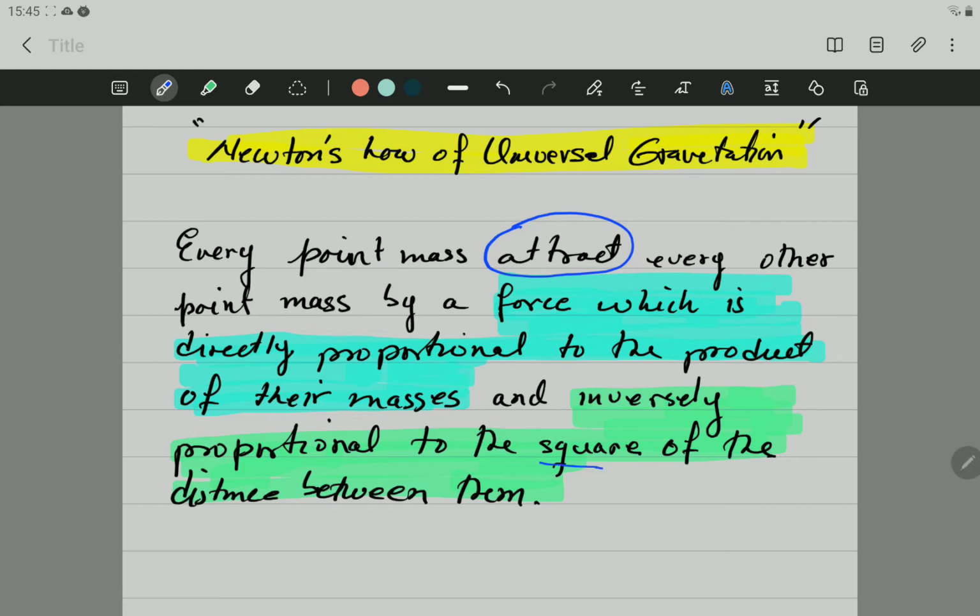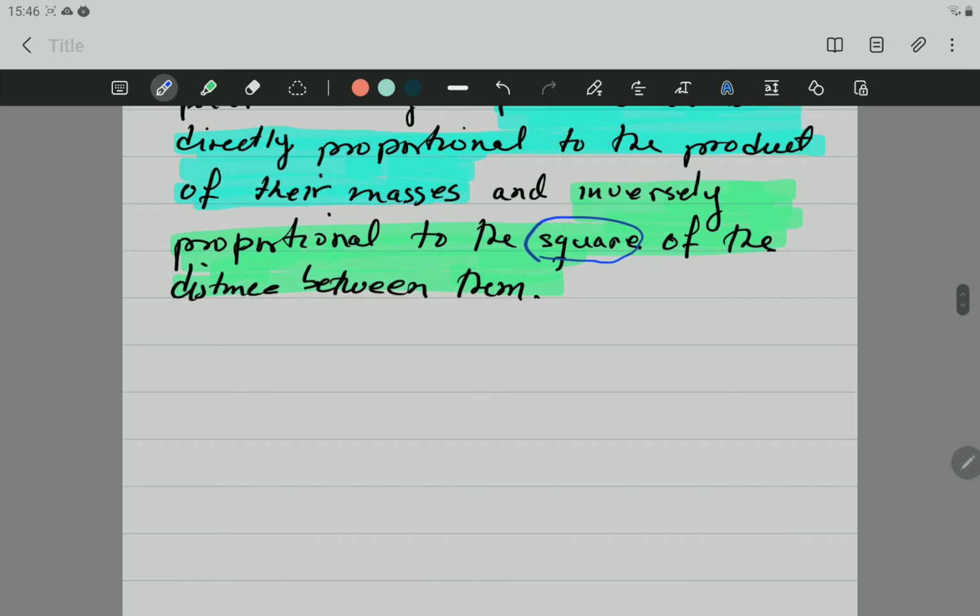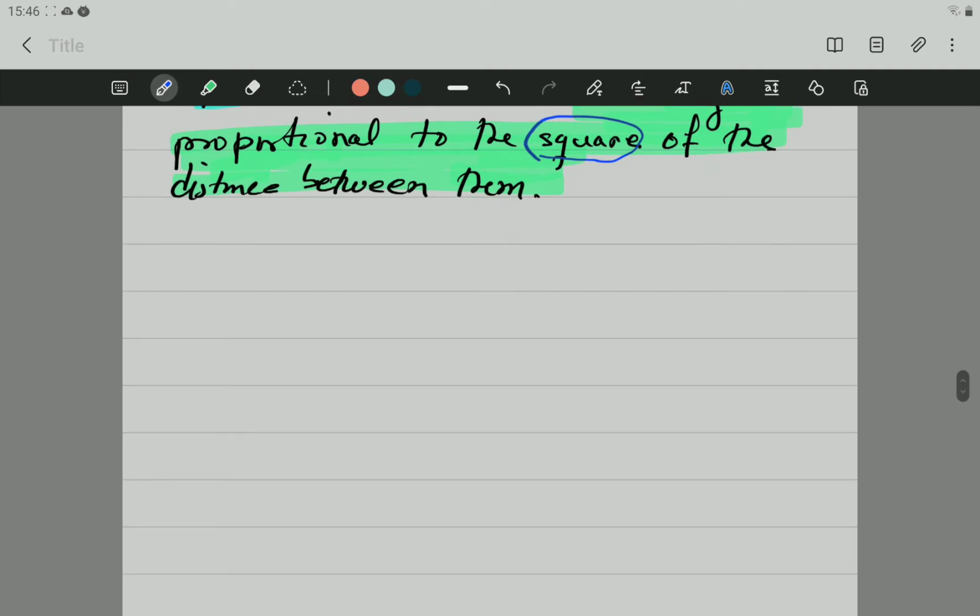Be careful with the word square, okay? Otherwise, it's going to be wrong. So, the mathematical expression for this law is the following. The mathematical expression for this law is this one here, in which m represents the mass of the object, and the mass must be in kilograms. Always must be converted to kilograms.